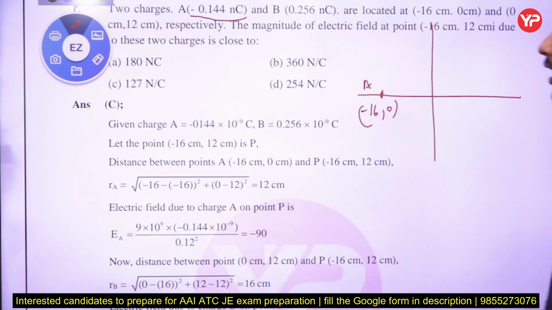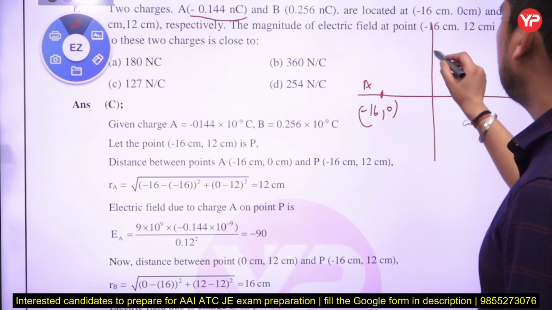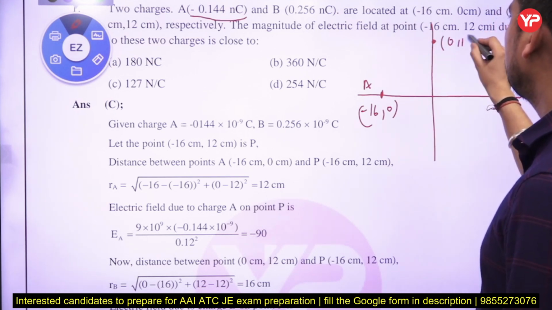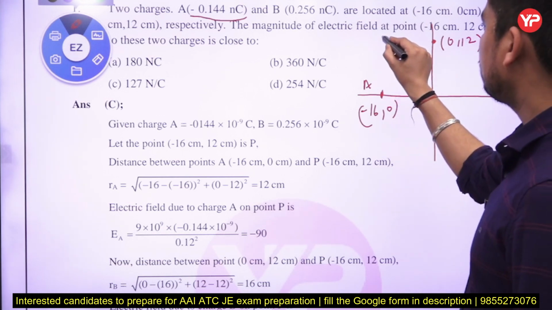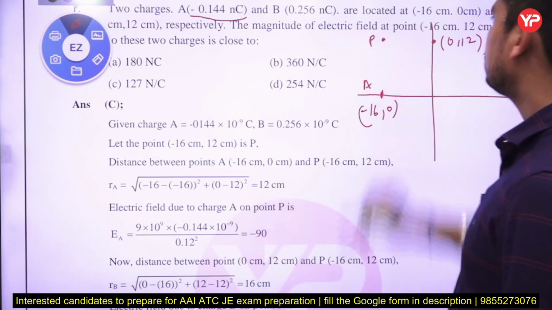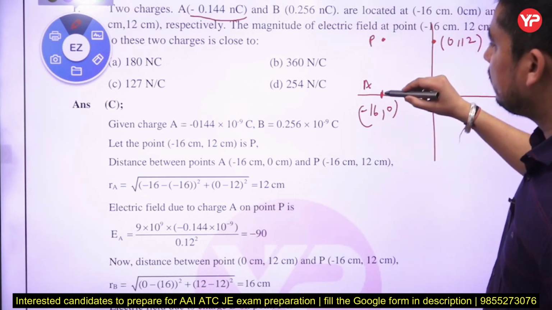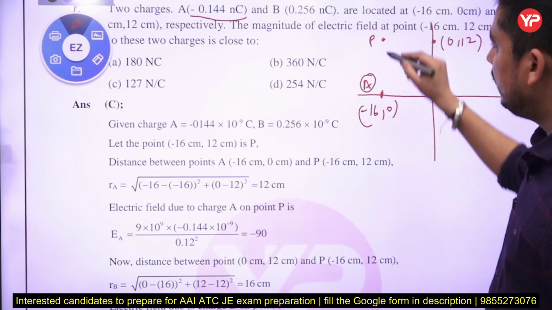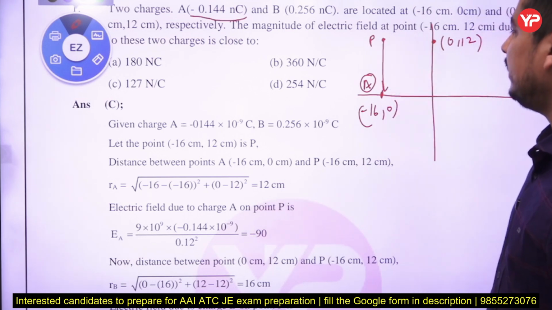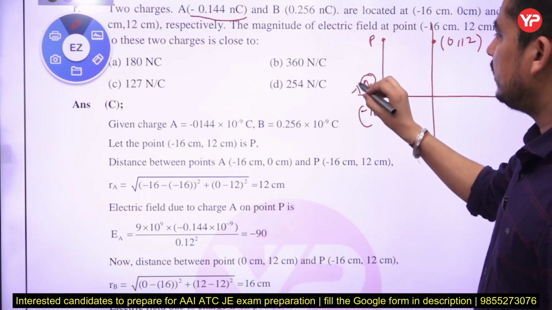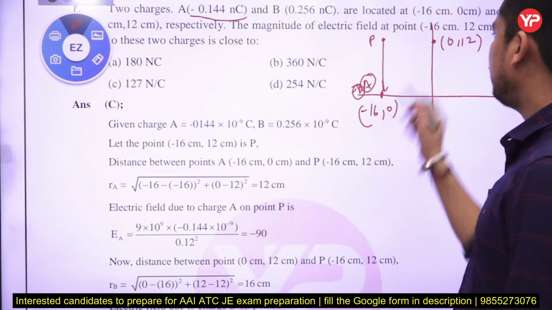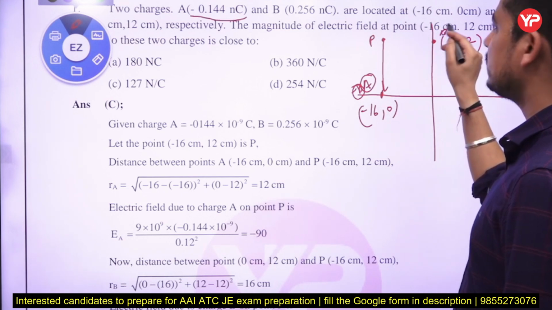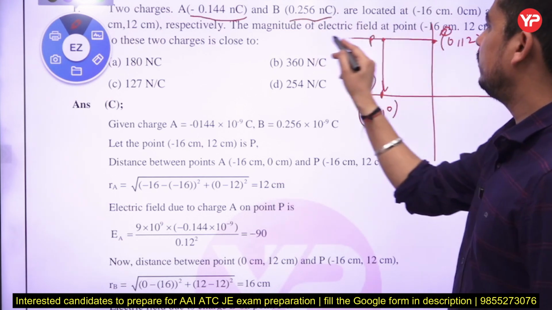Another charge is located at 0 and 12, so it will be here. We have to calculate the electric field intensity at the point (-16, 12), right here at point P. First, the electric field due to charge A will be in the direction of this one, because this is a negative charge, and in a negative charge the electric field is always coming towards it. Due to charge B, this is a positive charge, so the electric field will go in this direction.